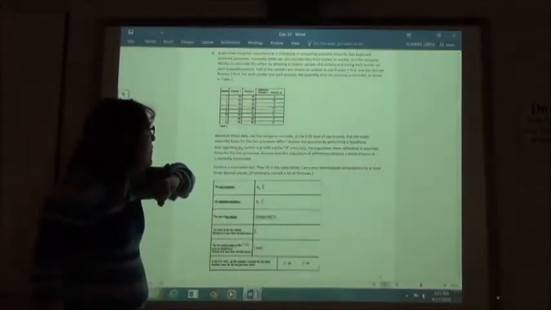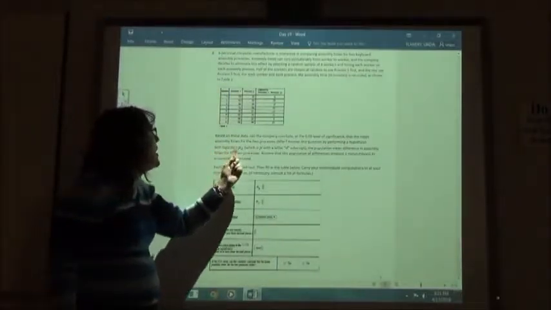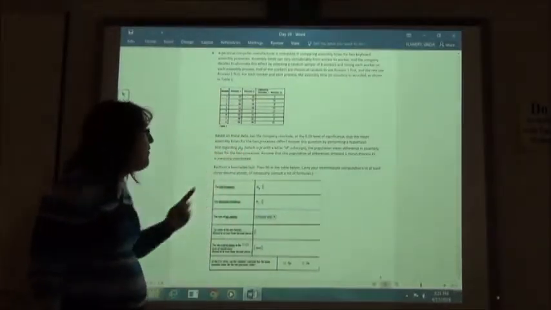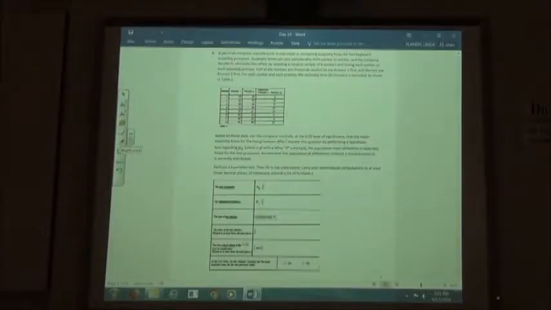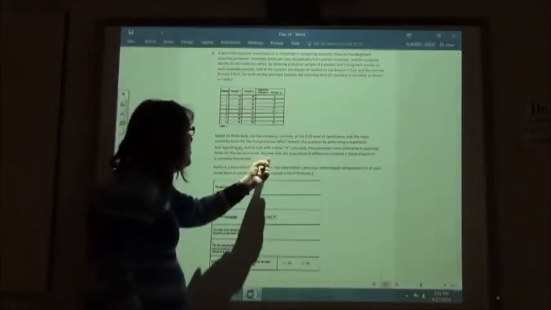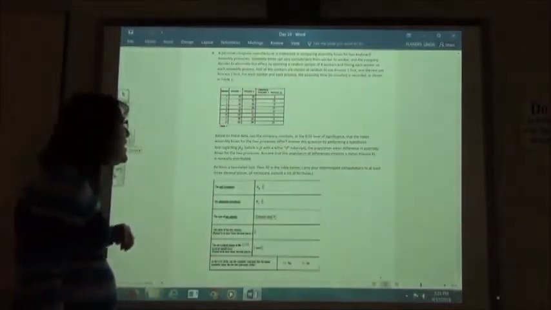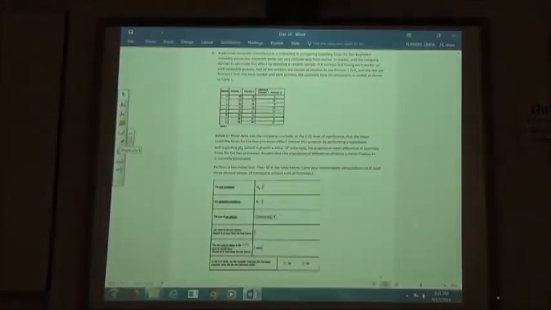Answer this question by performing a hypothesis test regarding U sub D, which is the population mean difference in assembly times for the two processes, assuming that this population of differences, process 1 minus process 2, is normally distributed.